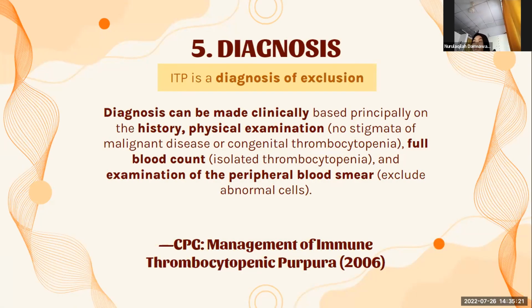So now, in terms of the diagnostics. ITP is actually a diagnosis of exclusion. Therefore, we need to exclude other secondary causes that can lead to thrombocytopenia. According to the CPG, the diagnosis can be made clinically based principally on the history and physical examination, where there's no stigmata of malignant disease like leukemia or congenital thrombocytopenia, and from the full blood count, there's isolated thrombocytopenia, and the examination of the peripheral blood smear will also exclude abnormal cells.